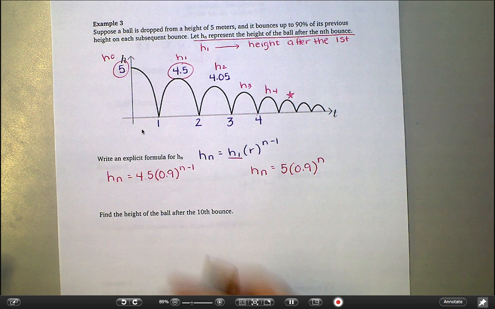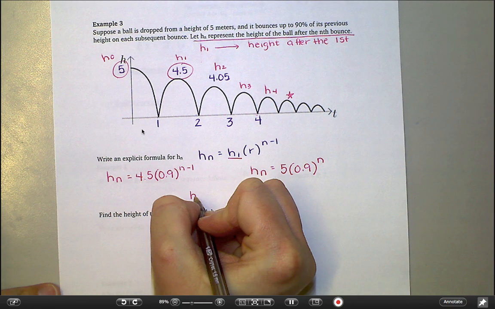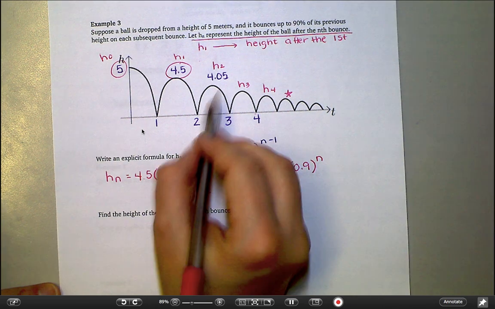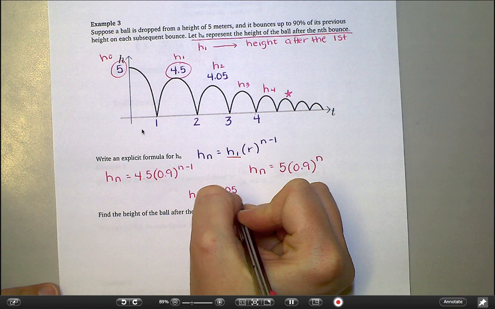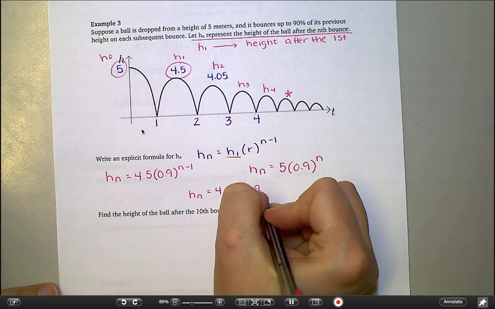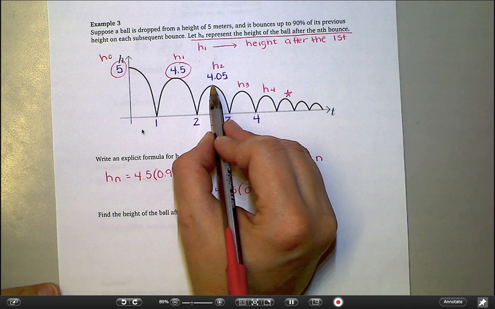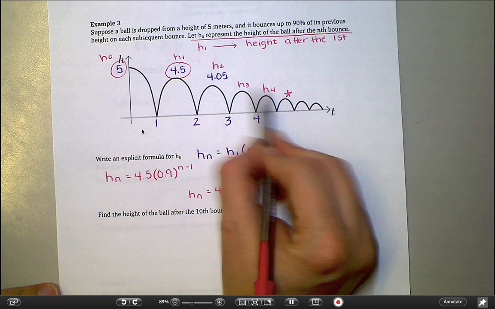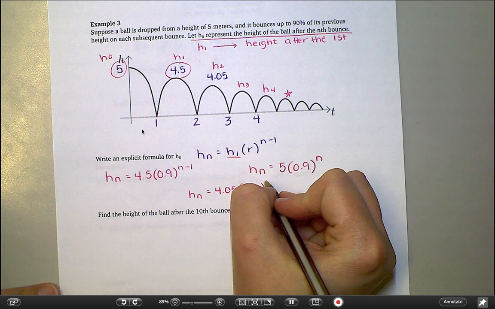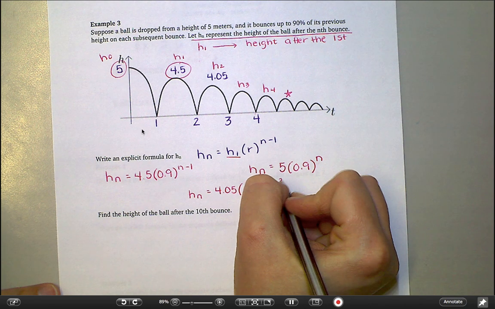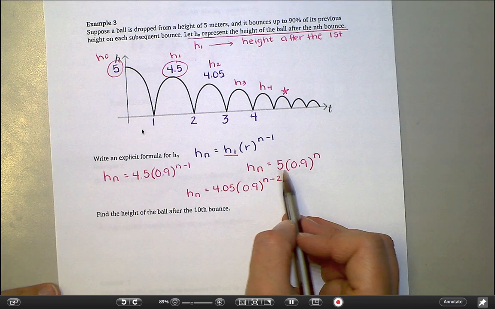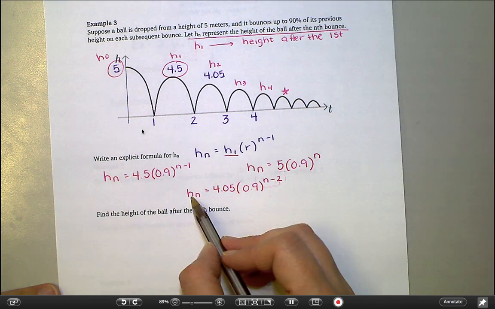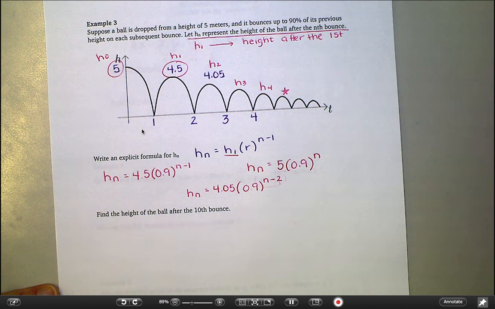I mean, if you really wanted to, I don't know why you would want to, but mathematically, we could start at term 2 if we wanted. We could go 4.05 times 0.9. We would just then have to say, well, if I'm starting at 2, to go from 2 to 5, I'm only multiplying 3 times. So that would be n minus 2. Okay? So it doesn't matter where you start as long as your exponent works accordingly with where you started. Okay? Any one of those three formulas would work for me here.